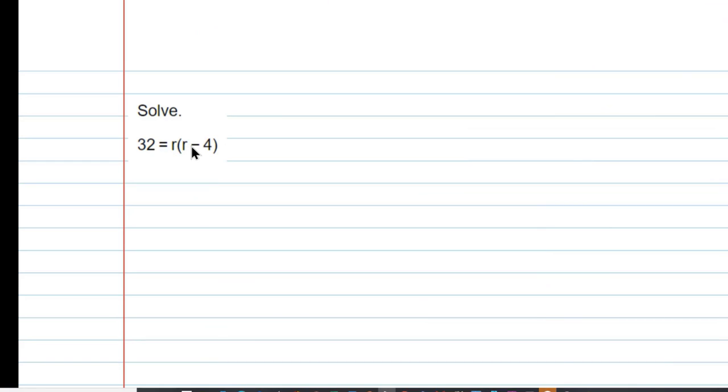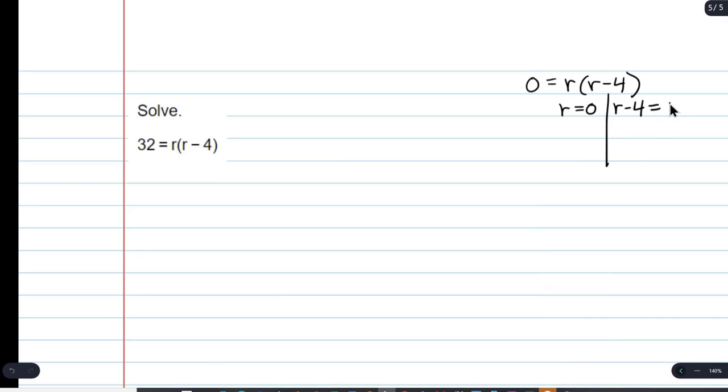Okay, what you're familiar with is something like this. 0 equals r times r minus 4. If this number were 0, then what you would do is set each of these factors equal to zero and solve. The problem is 32 is not zero.